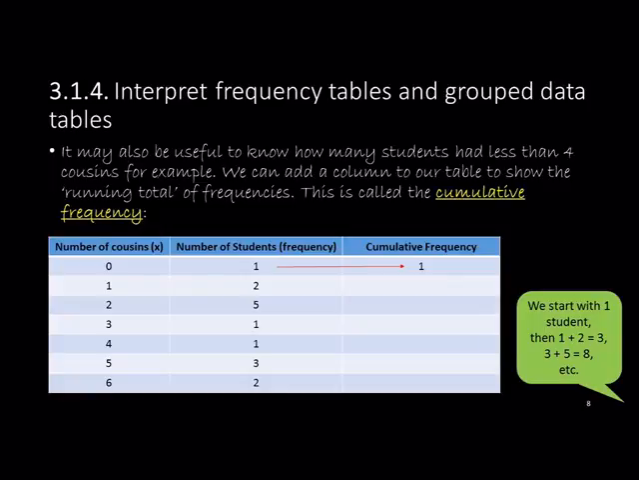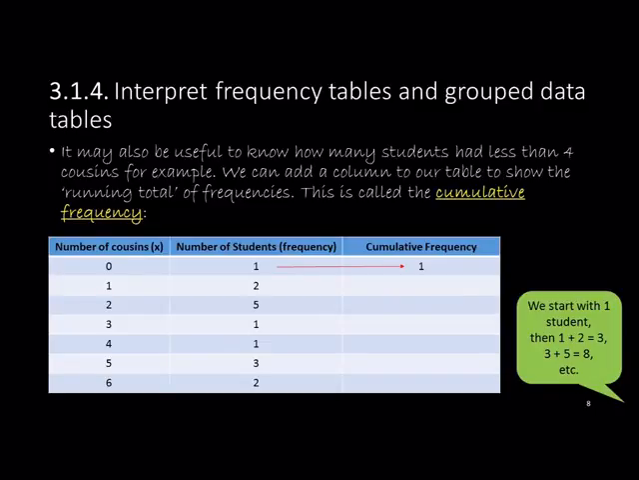Now, it may also be useful to know, for example, how many students had less than 4 cousins. To do this, we add a column to our table, and this column is called the cumulative frequency. So how do we calculate cumulative frequency? It's a running total of the frequencies.